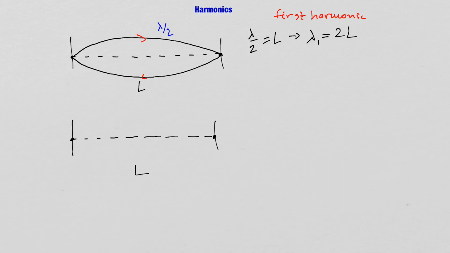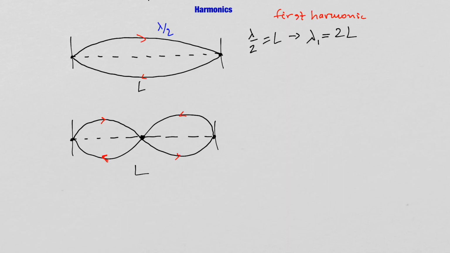That means I will have another node in the middle here, and so the wave now looks like that. That's the wave that propagates to the right, then it reflects from the fixed point, goes back to the left, like this. And so what do we have here? We have half of a wavelength plus half of a wavelength, and then on the way back we have half of a wavelength and then another half.